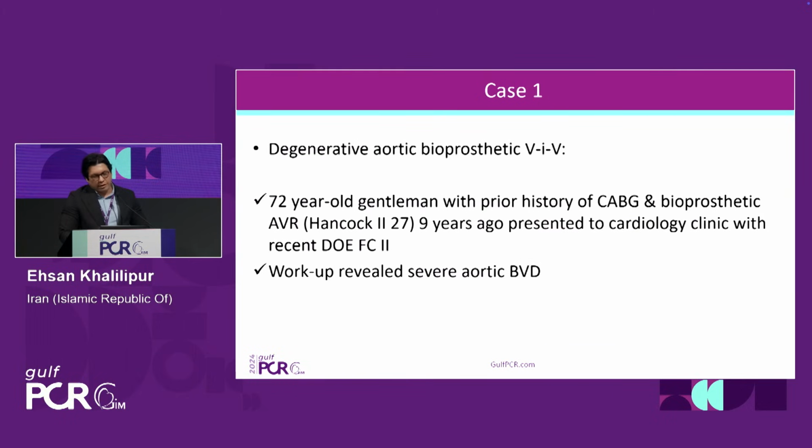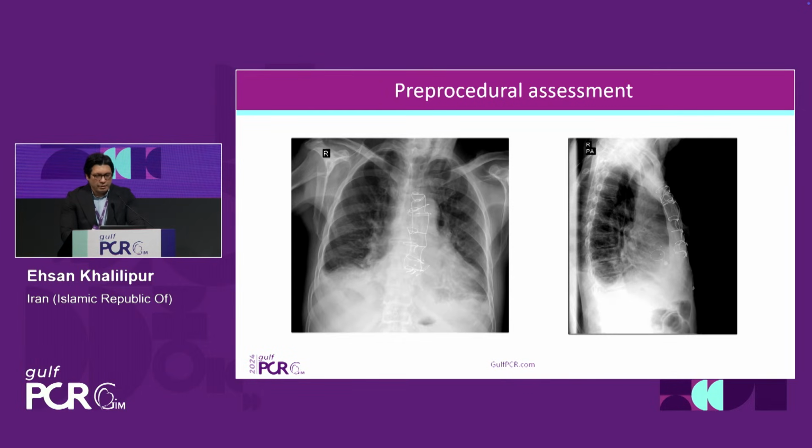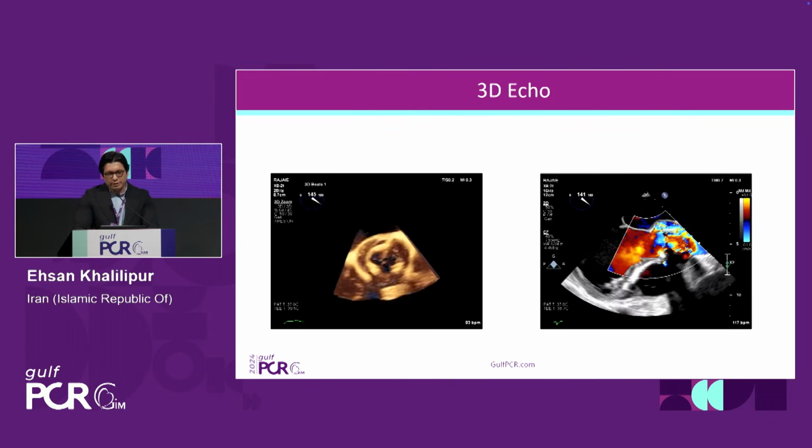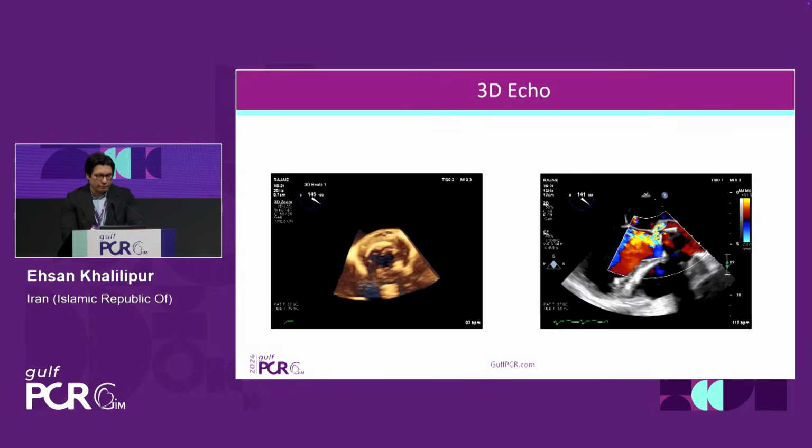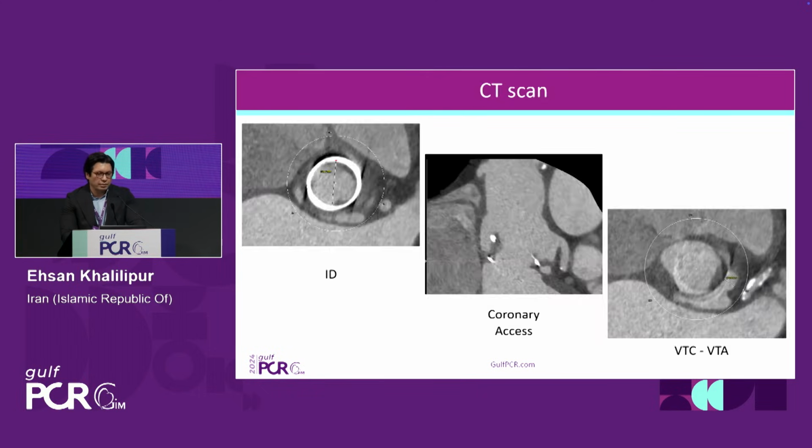I'm presenting 4 cases. The first case is a 72-year-old gentleman with prior history of CABG and bioprosthetic AVR with Hancock 227, 9 years ago, who presented with dyspnea on exertion. Workup revealed severe aortic BVD. This is the fluoroscopy and chest X-ray for the bioprosthetic valve. This is the echo showing severe degeneration, severe transvalvular and paravalvular leakage.